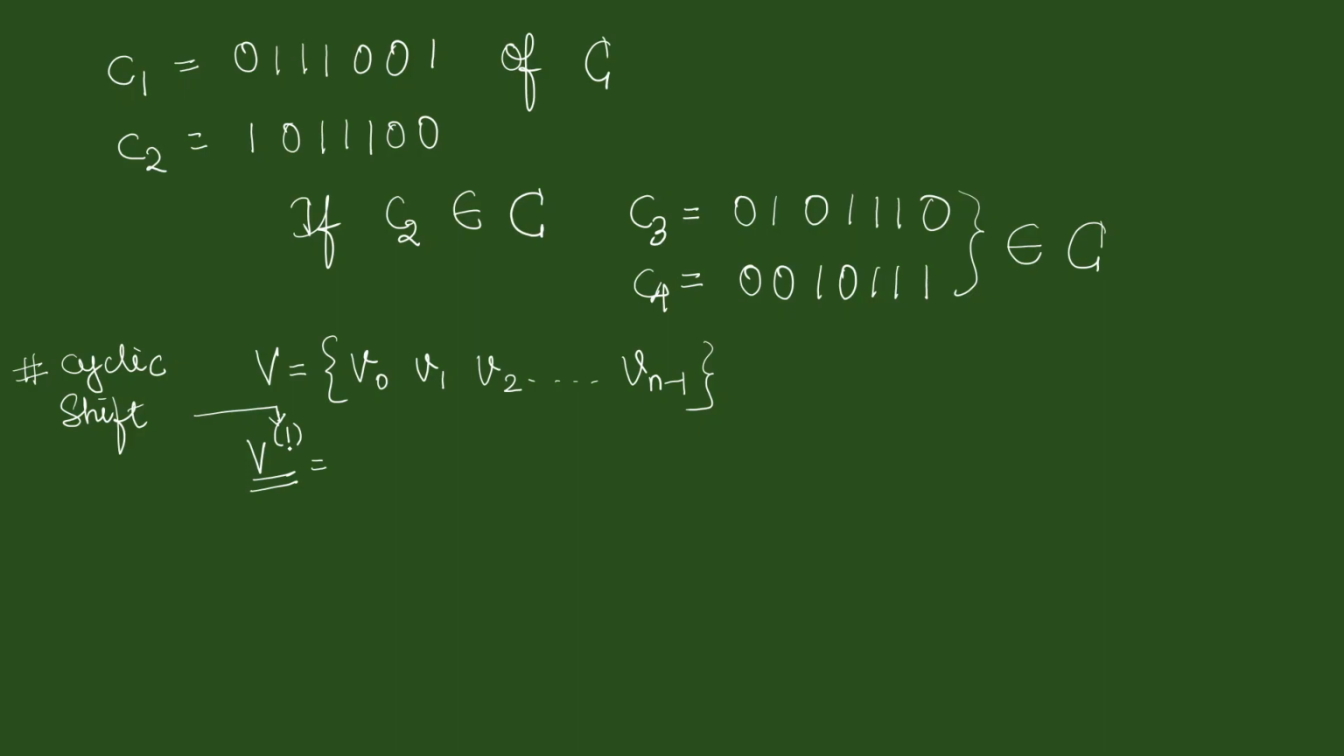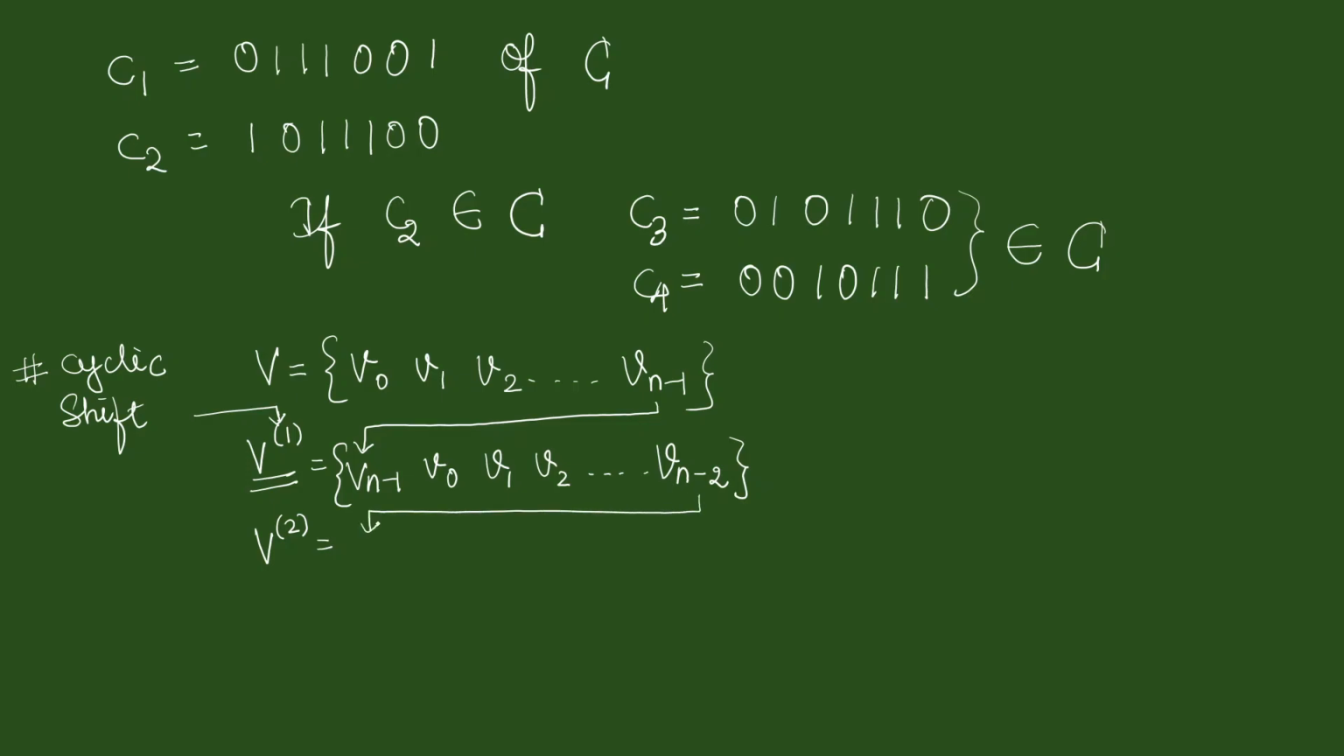If I do the first cyclic shift, that means v of n minus 1 will come to the beginning, followed by the rest of the bits, v0, v1, v2, and so on. The last bit would be v of n minus 2 in this case. So this also becomes one of the code words. Let me do the second cyclic shift, where v of n minus 2 will come to the beginning and the rest all get shifted to the right. So this new code word vector would be v of n minus 2, v of n minus 1, v0, v1, v2, and so on up to v of n minus 3.